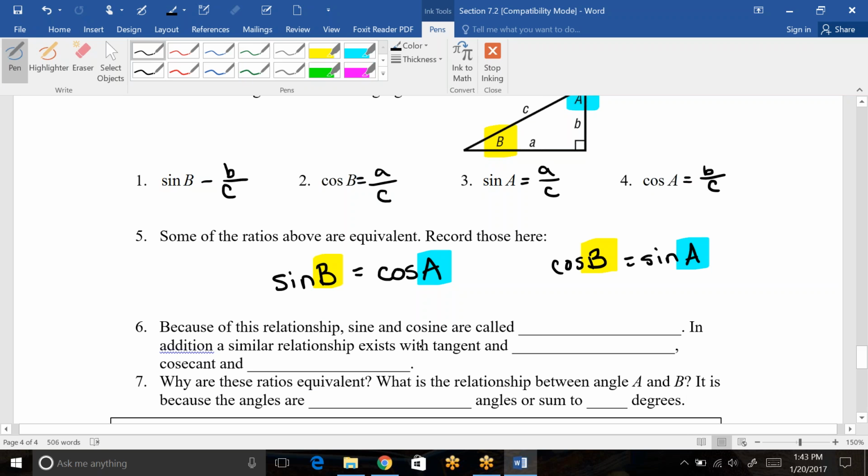In addition, a similar relationship exists with tangent and cotangent and cosecant and secant.